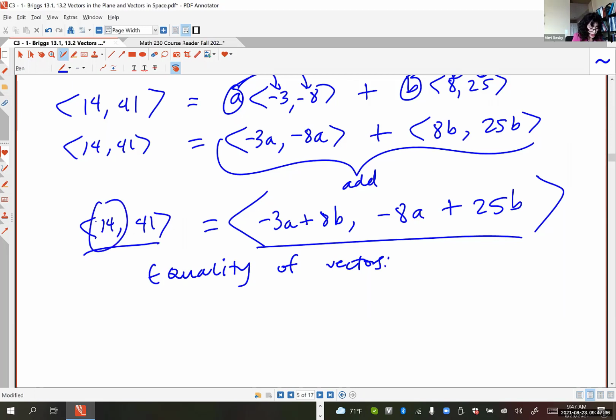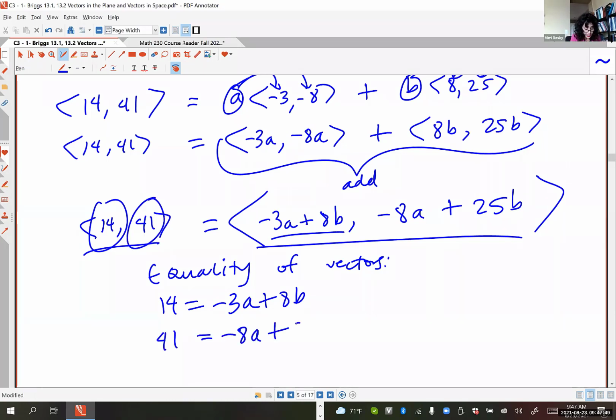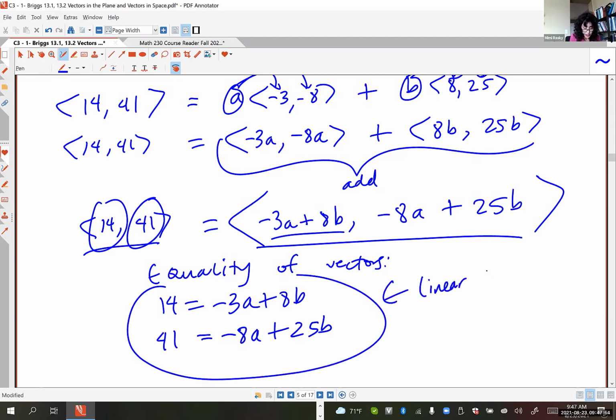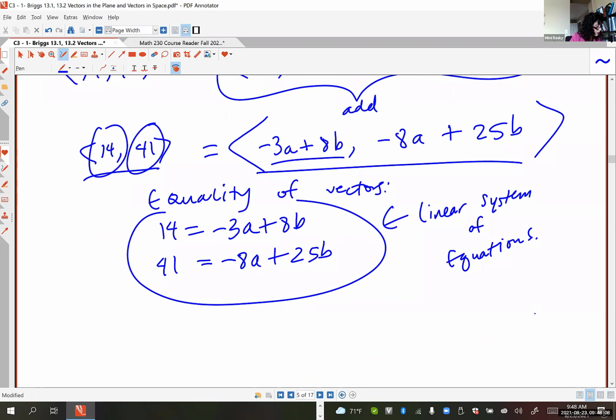What needs to be true is the 14, that component, has to be the same as the x component of the right-hand side vector, -3a plus 8b. And similarly, the 41 had better be equal to -8a plus 25b. And folks, this is a linear system of equations. There are 2 equations and 2 unknowns. And you learned how to solve this in an algebra class. Now, there are different ways to solve it, of course.